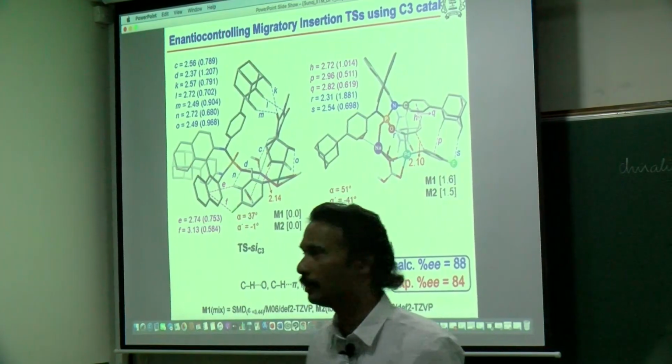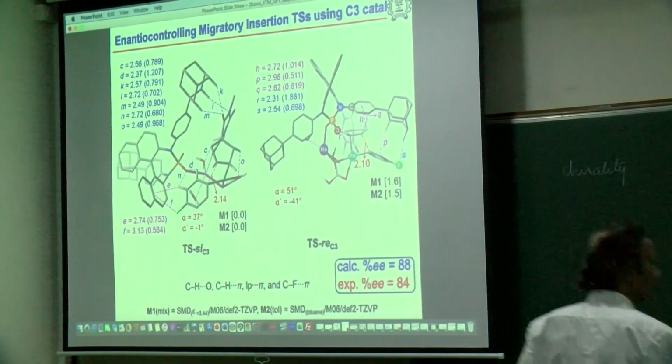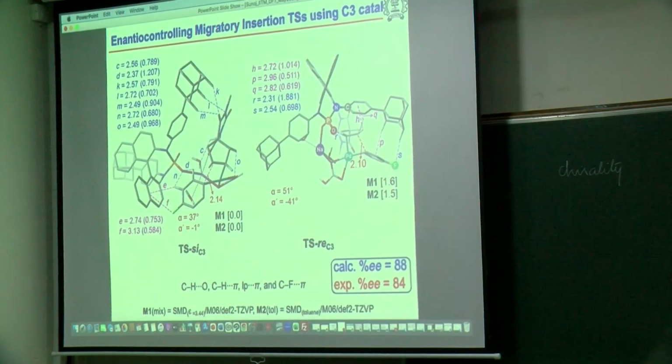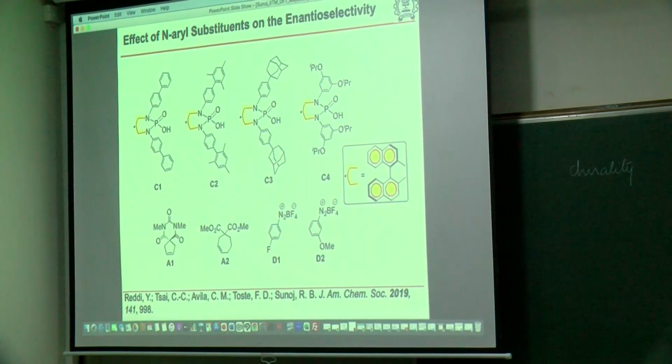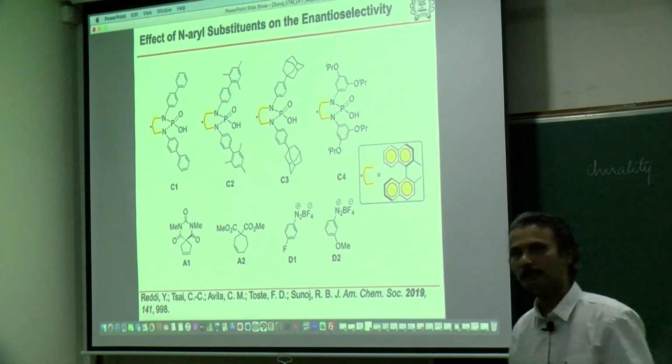And how are you sure that this was just DFT computation? So then what we did, we sent them this slide. This slide has no predicted enantiomer selectivity. We sent them this slide.